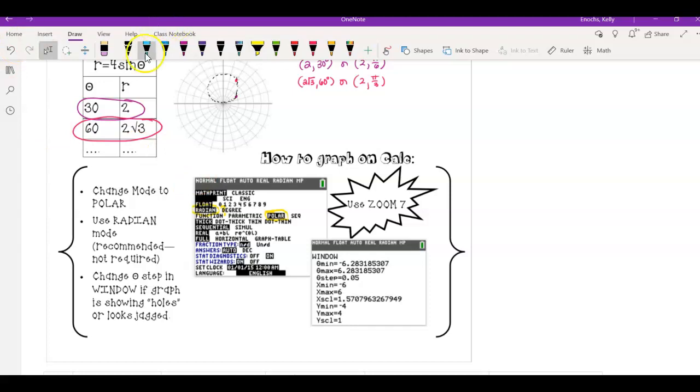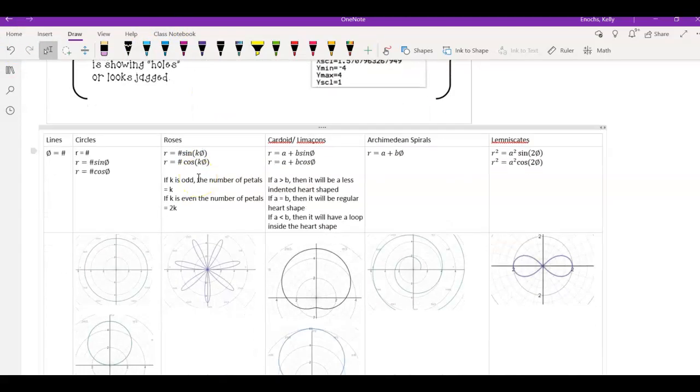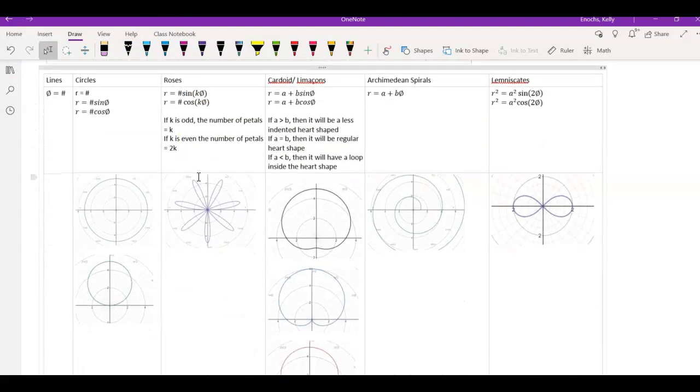Okay. Here's a couple of general polar graphs and what they look like. So you'll see in a little bit, we'll do one where theta equals a number. That gives us a straight line. If you have r equals a number, then you're going to get a circle centered at the origin. If you have r equals a number times the sine of theta or times the cosine of theta, then you're going to get one of these off-centered circles that we have at the bottom. So that gives you a number times sine or times cosine theta.